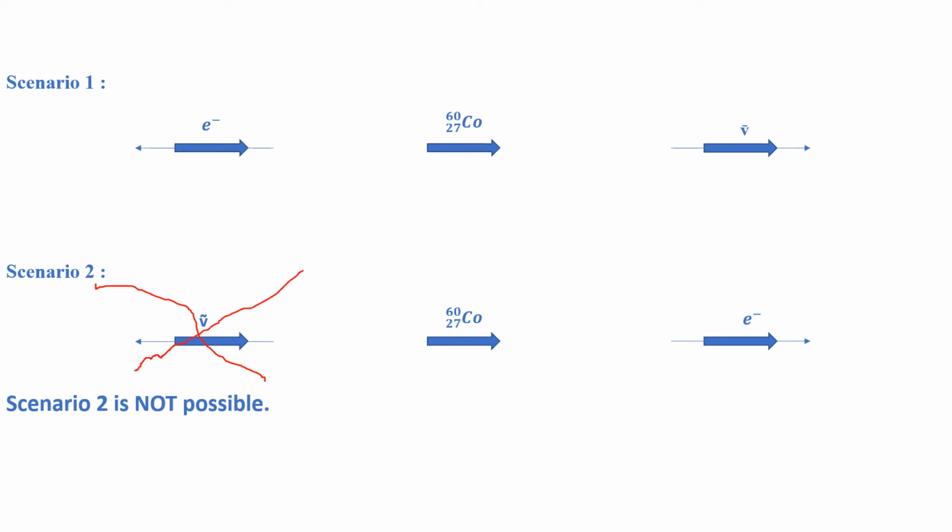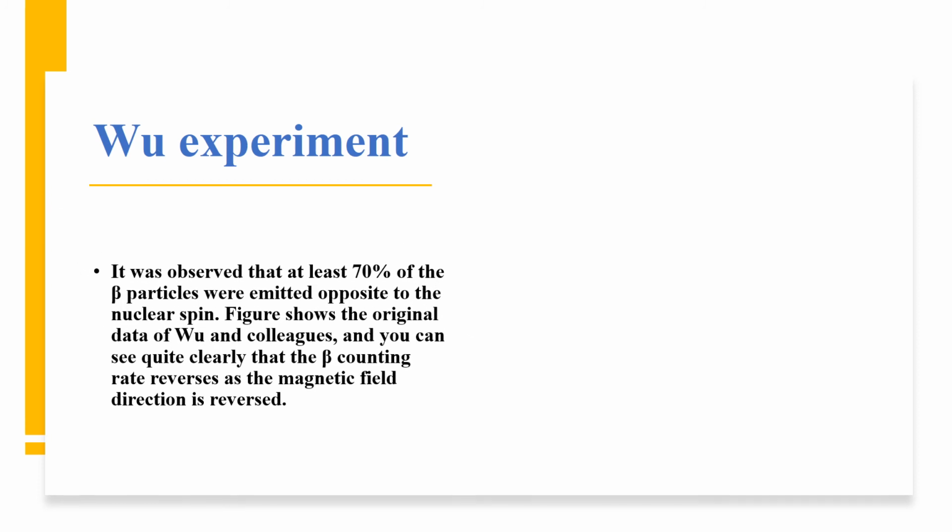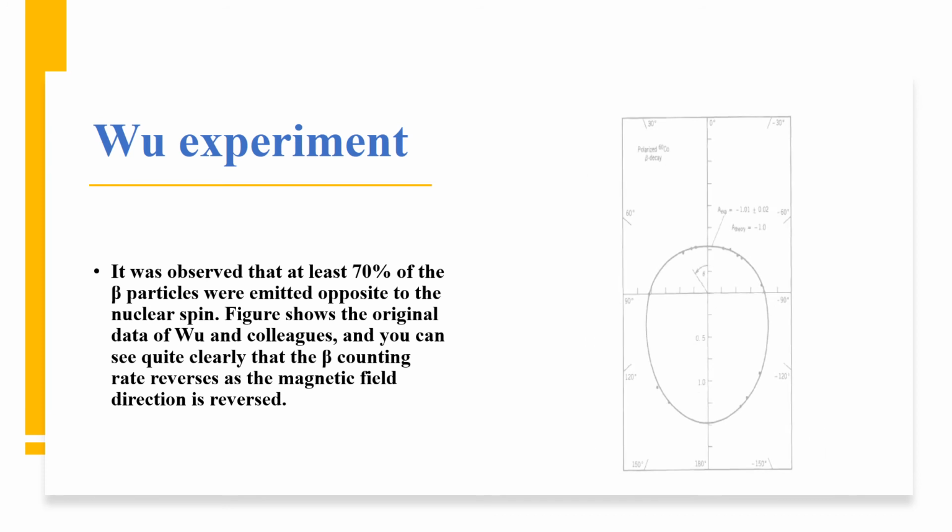These two scenarios are both possible energetically, and they obey all the laws of physics, but they couldn't find a single left-handed antineutrino. So that is how they knew that it was not possible. They observed that 70% of the beta particles were emitted opposite to the nuclear spin.